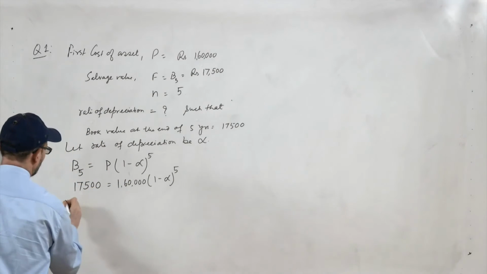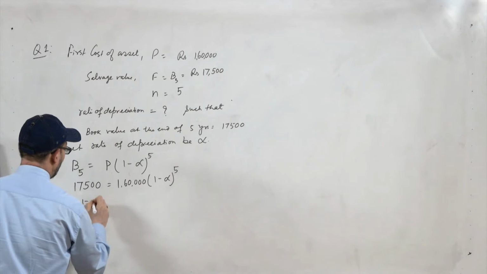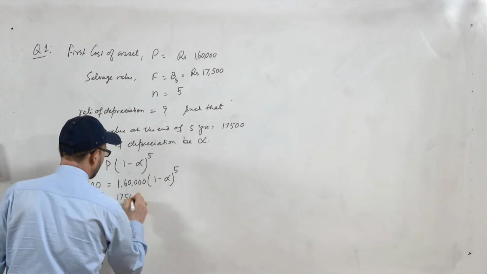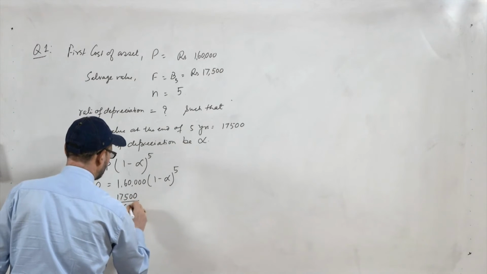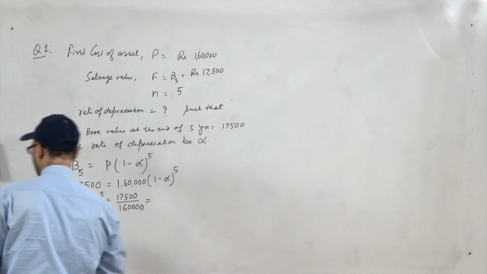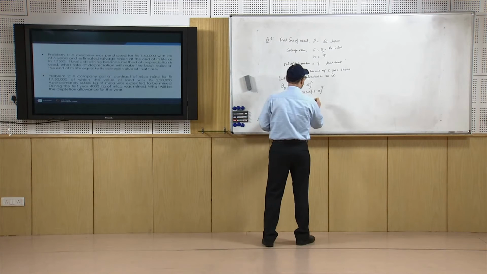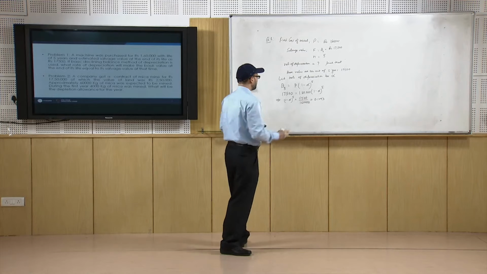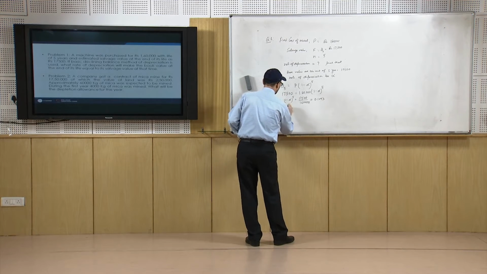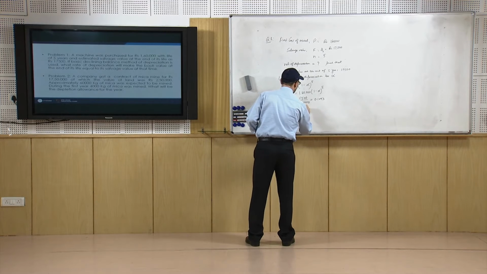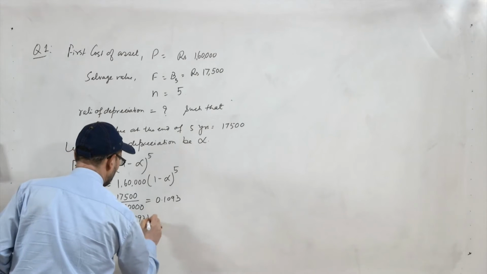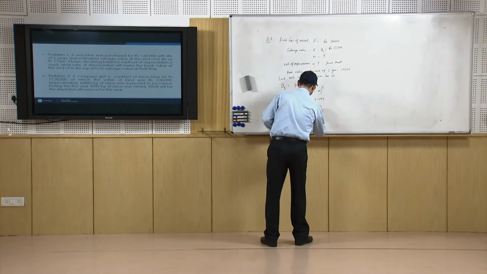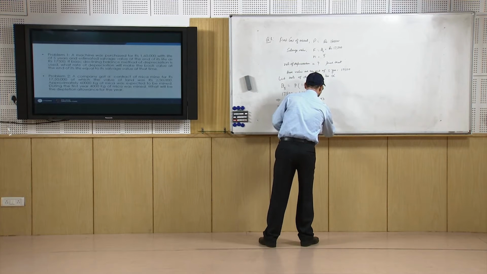So, (1 minus alpha) raised to the power 5 becomes equal to 17,500 divided by 1,60,000, that is equal to 0.1093. So, the value of 1 minus alpha will be 0.1093 to the power 1 by 5, and this comes out to be 0.642.